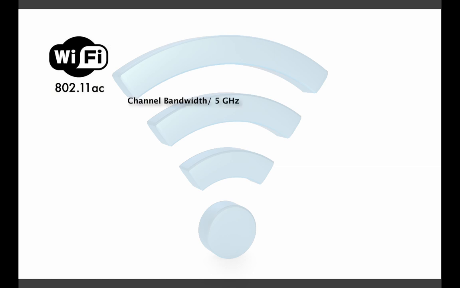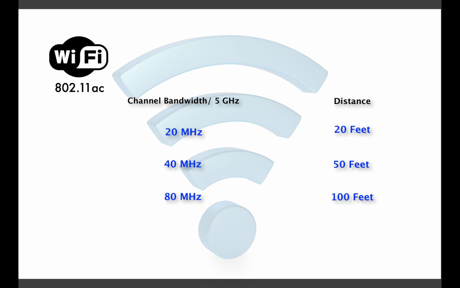In this screencast, we will be demonstrating different throughput of 802.11ac, taking into consideration the channel bandwidth and distance. Three variations of channel width in 802.11ac, 5 GHz spectrum, which are 20 MHz, 40 MHz, and 80 MHz will be demonstrated. Throughput at distance of 20 feet, 50 feet, and finally 100 feet on each channel bandwidth will be shown.